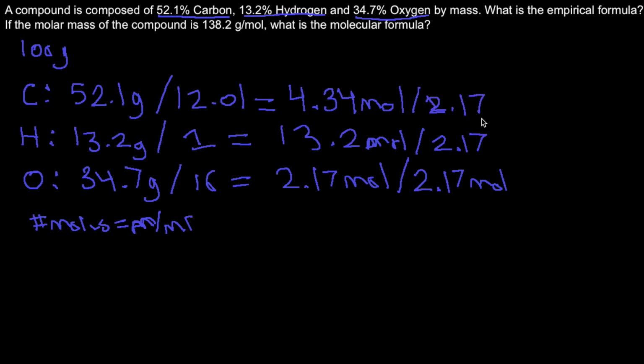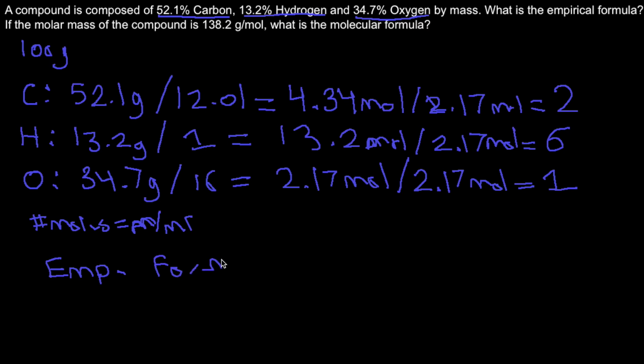That's a 2 right there. Mole and mole. So 2.17 divided by 2.17 is going to give us 1. 13.2 over 2.17 will give us 6. And for carbon, we're going to get 2. Now we can determine our empirical formula.